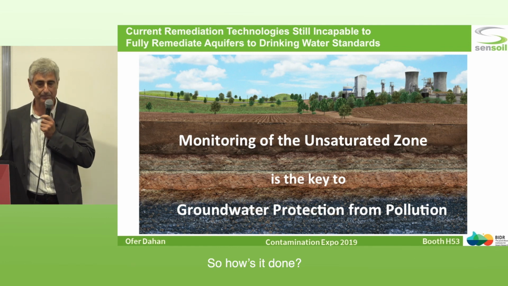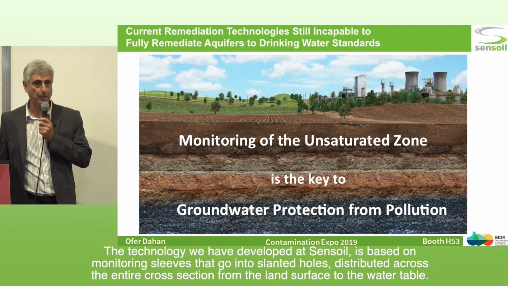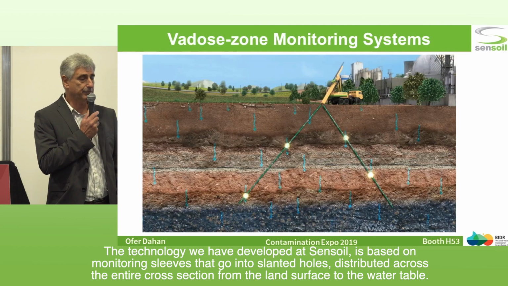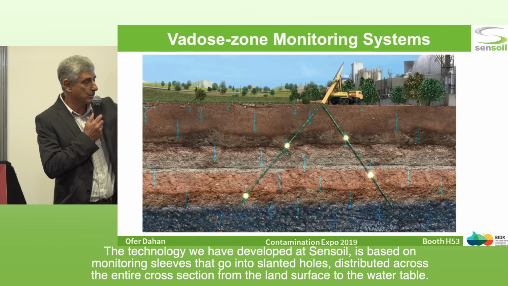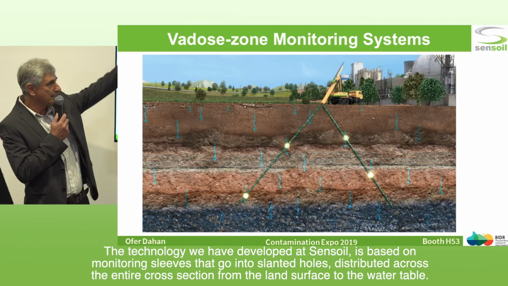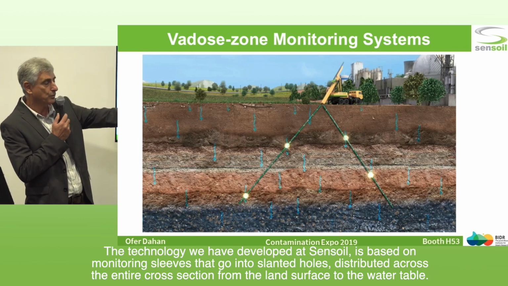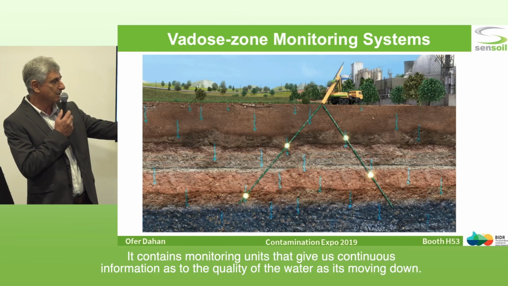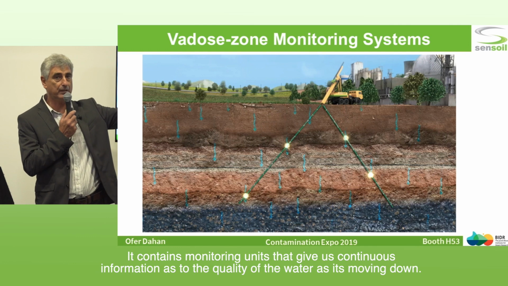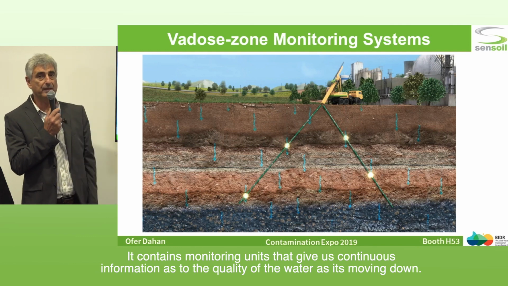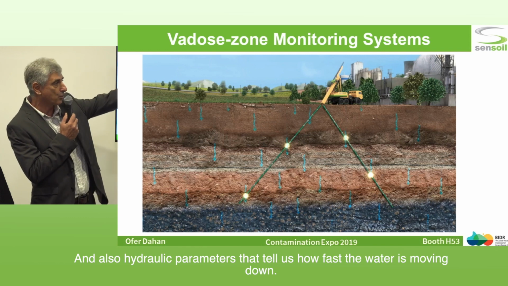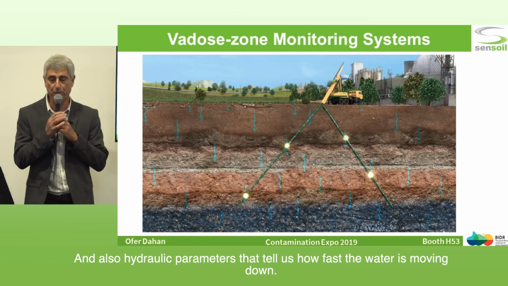So how is it done? The technology we have developed, Sensoil, is based on a monitoring sleeve that goes in slanted holes distributed through the entire cross-section from land surface to the water table. It contains monitoring units that give us continuous information about the quality of the water as it's moving down, and also a hydraulic parameter that tells us something about how fast the water is moving down.